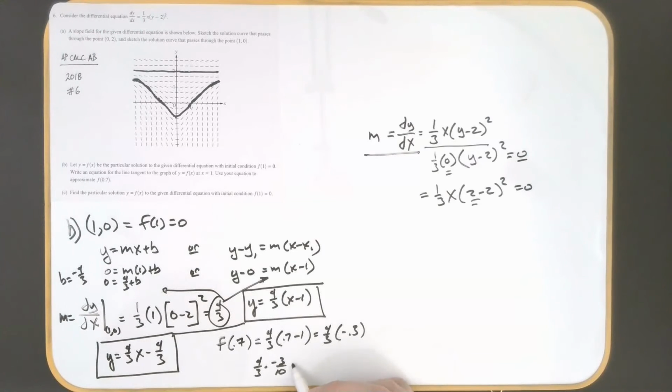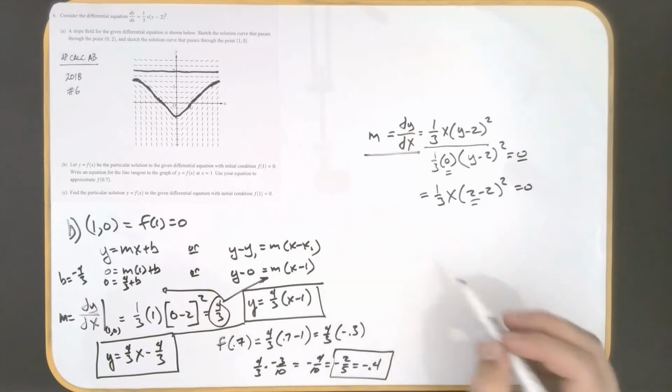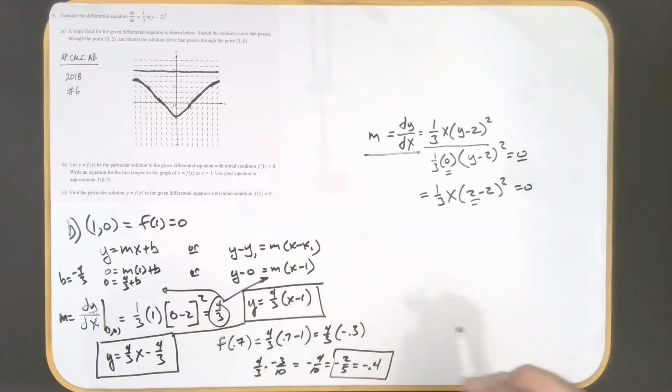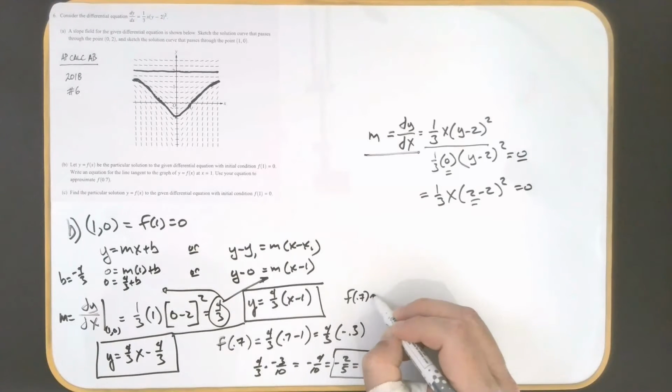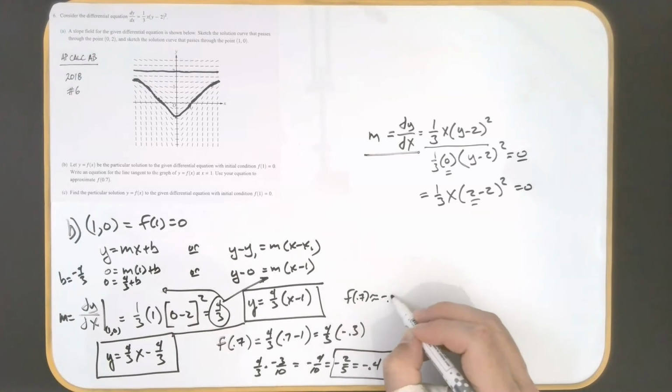Cross cancel with the 3's, so my answer is going to be negative, and I would have negative 4/10, which would reduce to negative 2/5, or you could leave it as the decimal negative 0.4. Either one of these is acceptable. Okay, so that was our approximation of f of 0.7. And just to make it real clean, we could say f of 0.7 is approximately negative 0.4.